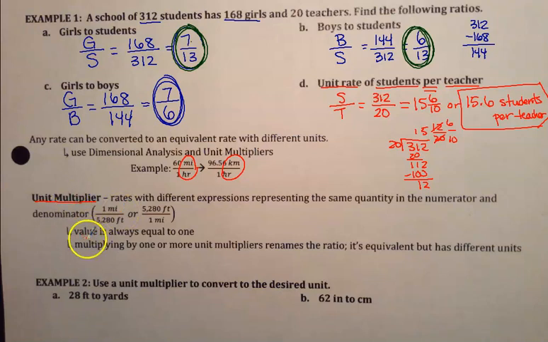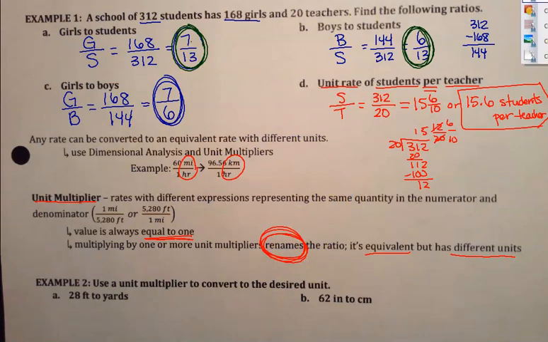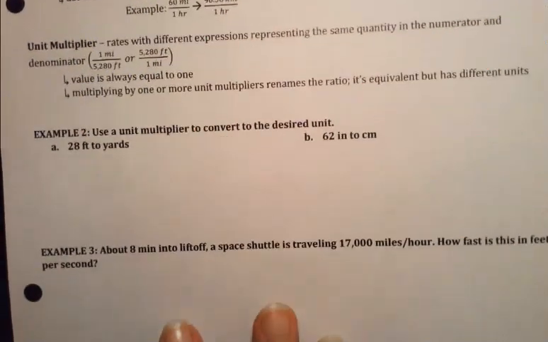The cool thing about unit multipliers is their value is always equal to 1, which is why we can use them, because we're not changing the problem at all. And multiplying by 1 or more unit multipliers renames the ratio. So it's equivalent, but it has different units because we're renaming it. That's it. We're just renaming it. All right, so let's jump into these examples. Let's clear this and we'll move up.